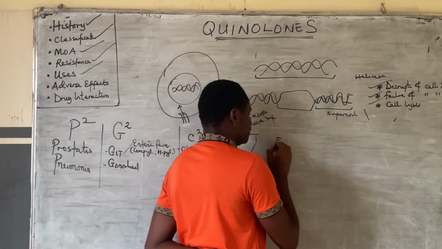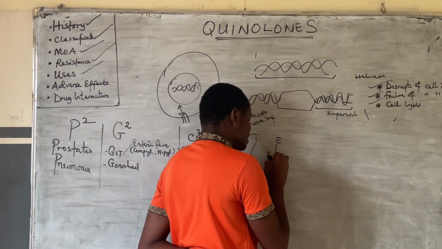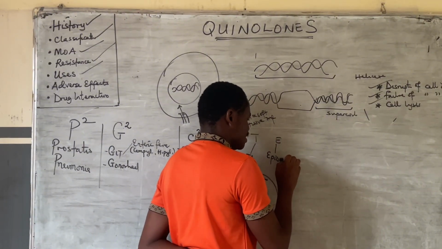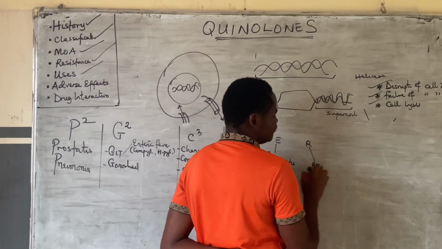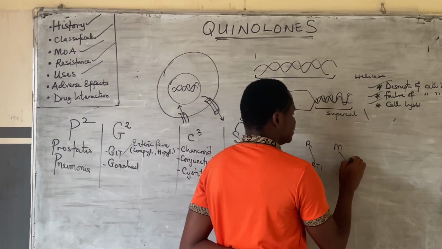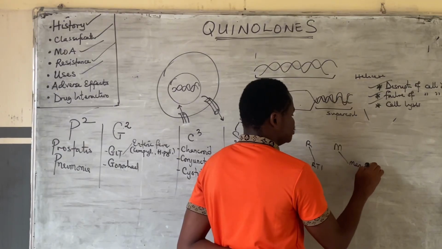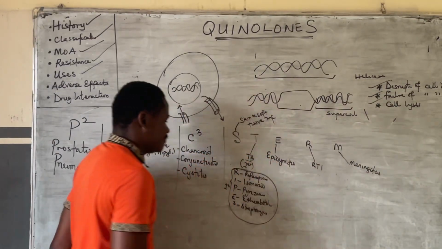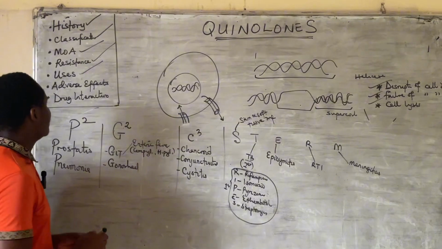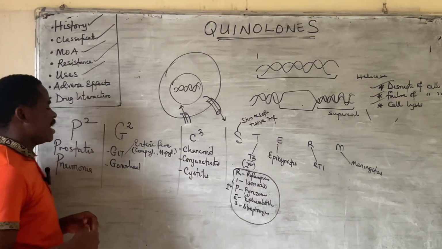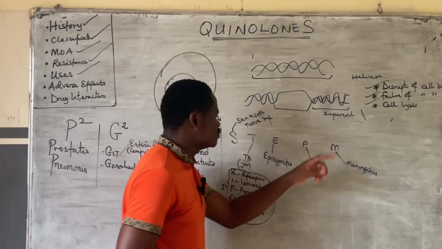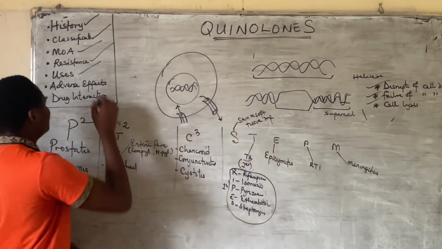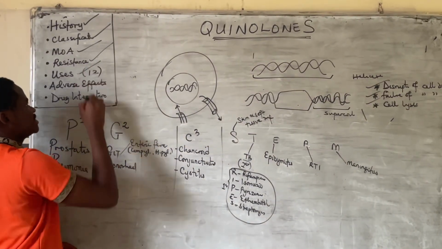Now, E here reminds me of epididymitis. That's inflammation of the epididymis, epididymitis. RO reminds me of respiratory tract infection. And then M reminds of meningitis. All right, so this is the usefulness of our quinolones. 2, 4, plus 3, 7, 8, 9, 10, 11, 12. So 12 functions at most you should know for your next exam.